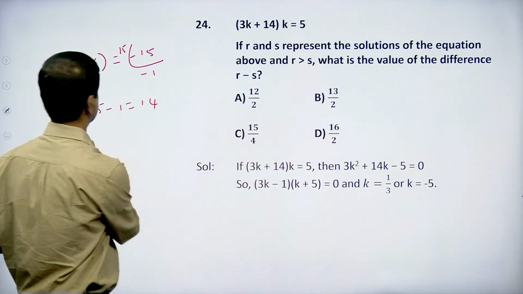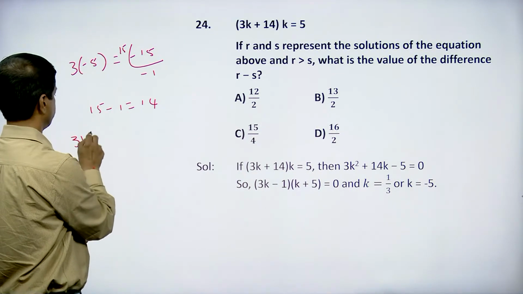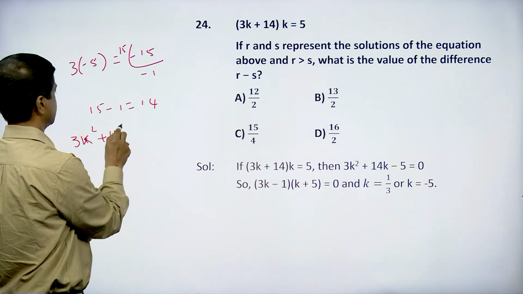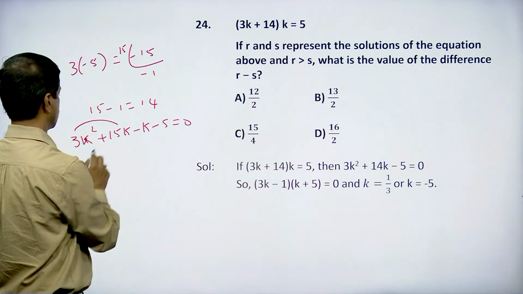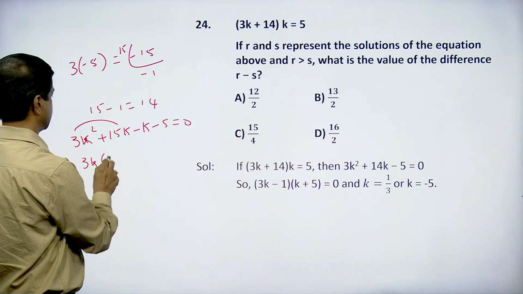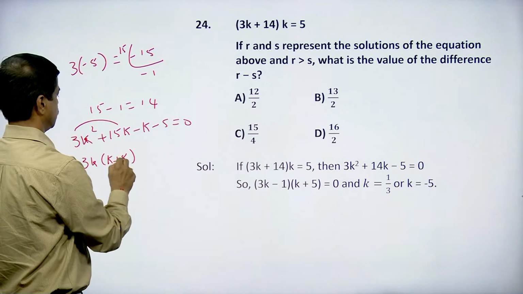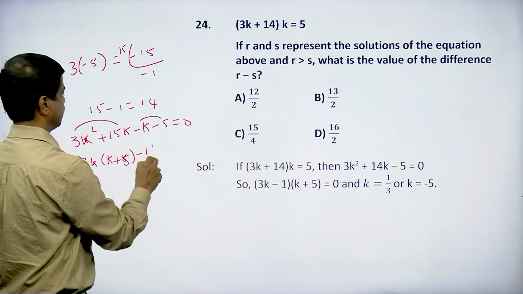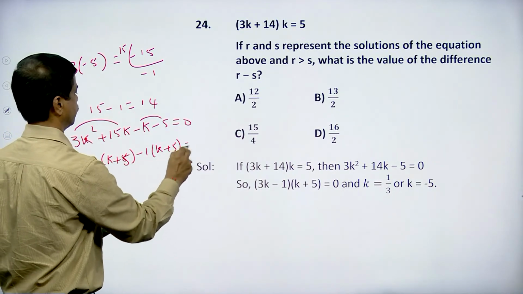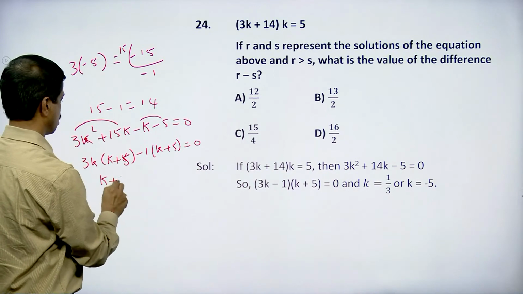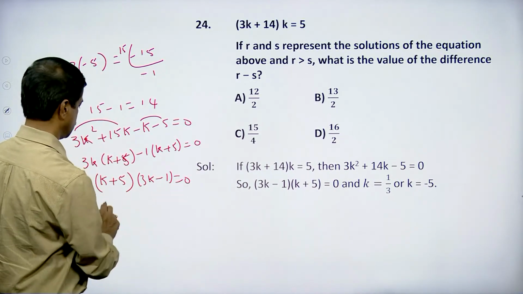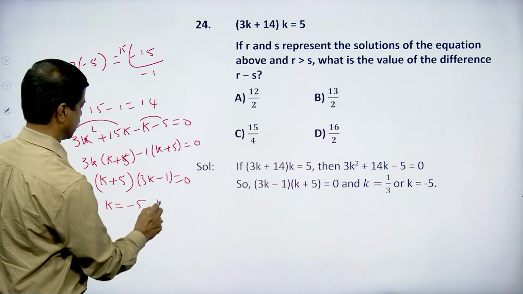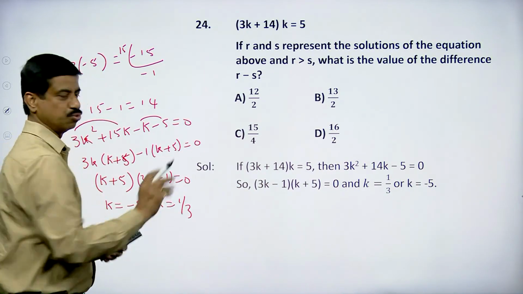So, therefore, I can write this as 3k square plus 15k minus k minus 5 is 0. Take 3k common between these two, you will get k plus 5, and minus 1 common between these two, k plus 5. So, take k plus 5 common, you will get 3k minus 1 equal to 0. k equal to minus 5 and k equal to 1 by 3. These are the two values.